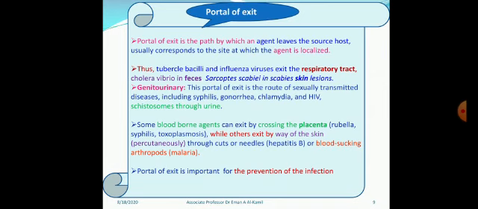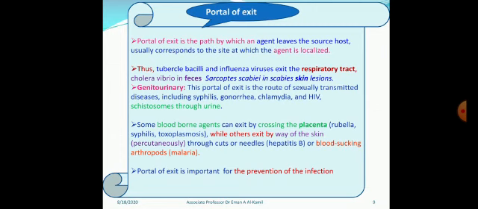For example, in tuberculosis, the tubercle bacilli and the influenza viruses exit from the respiratory tract of an infected human, or the cholera vibrio exits in the feces of an infected person, or Sarcoptes scabiei, which is the microorganism that causes skin infection, exits by the skin lesion to infect other individuals. So the portal of exit is variable according to the type of microorganism.